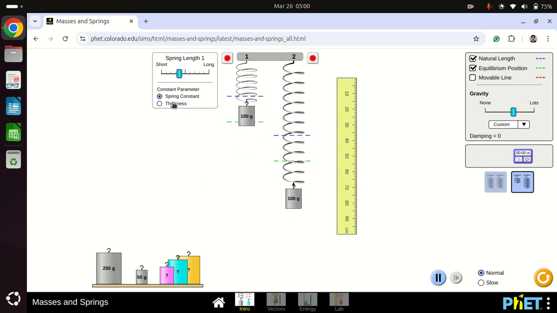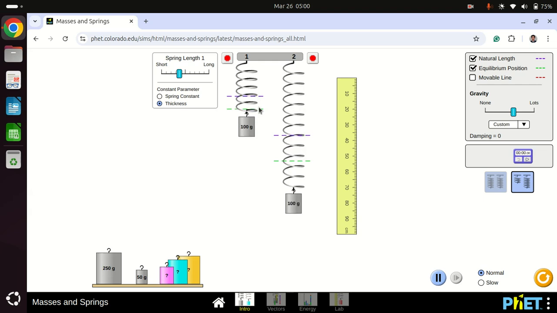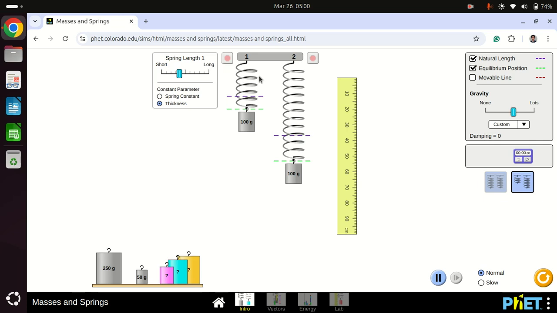Now suppose the thickness is different, because thickness is different, the spring constant is different for different springs. So you can see as the thickness is increasing, the K value is going to increase, and therefore you can see there is a difference in displacement, because length is the same, sorry, thickness is the same, but length is different, therefore the K value is also different.